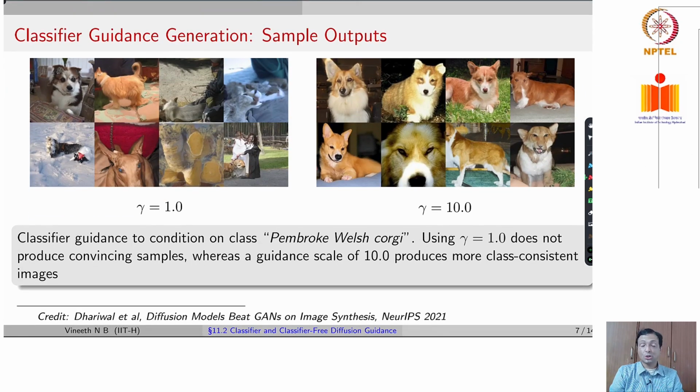And this particular work showed that with this approach, they got significantly better targeted generation results. Here is an example where on the left you see when gamma equals 1, and when we try to generate samples corresponding to the Pembroke-Welsh-Corgi class, it doesn't generate as good samples at gamma equals 1. When gamma equals 10, you give more weight to that particular term and the model starts generating more images from that particular class.